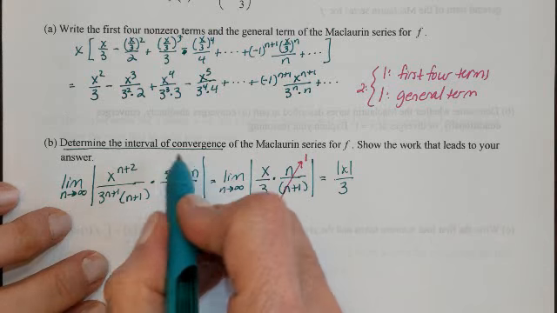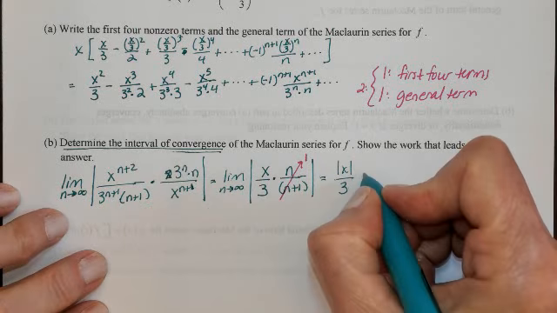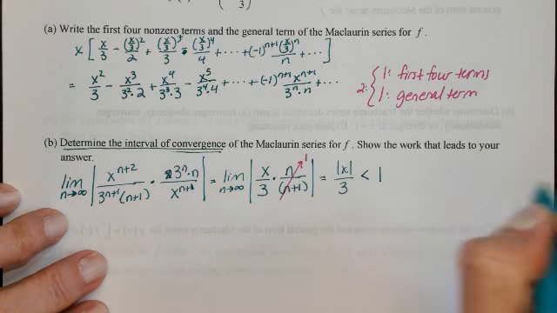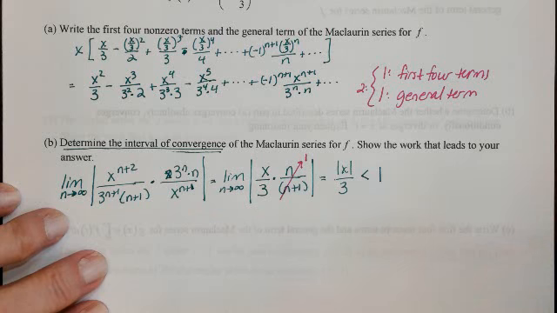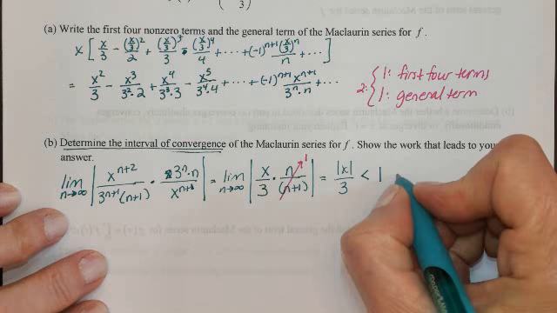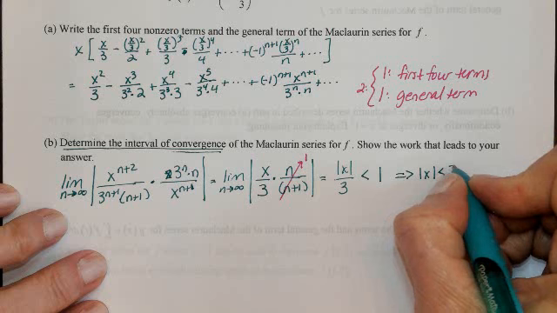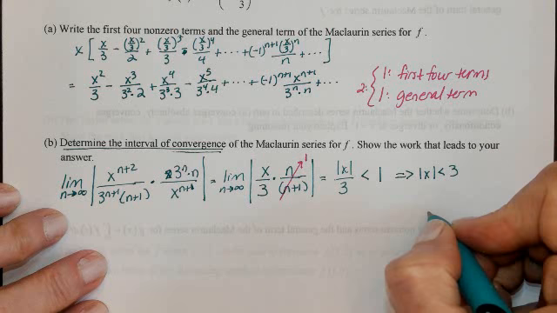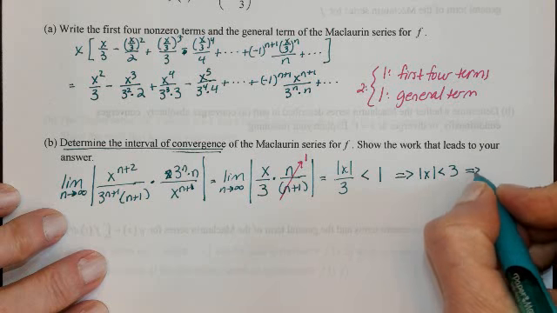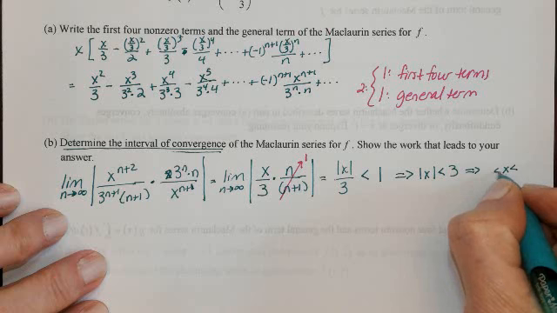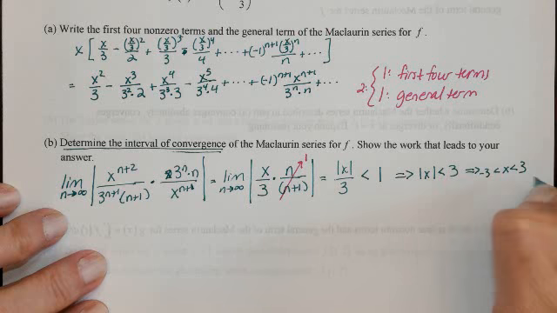Now, for this to converge, we need to make it less than 1, right? For the ratio test to converge, it's less than 1. And that means that the absolute value of x is less than 3 if we multiply both sides by 3, which means that x is between -3 and 3. Okay?